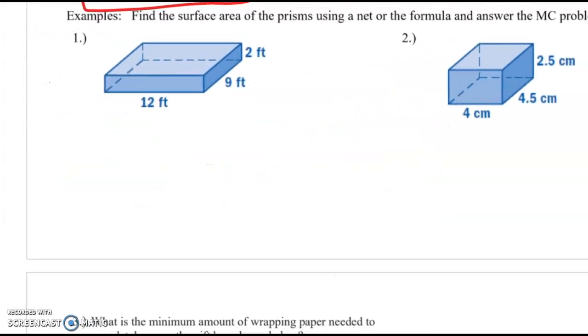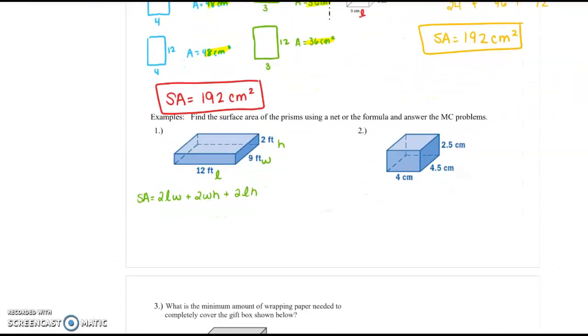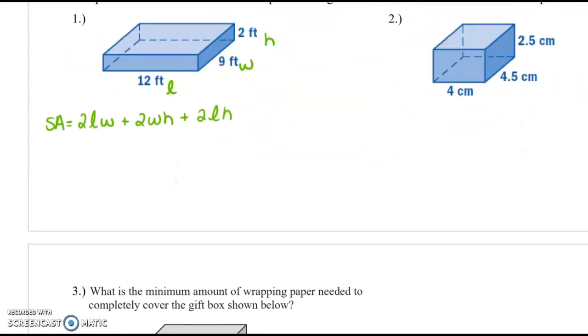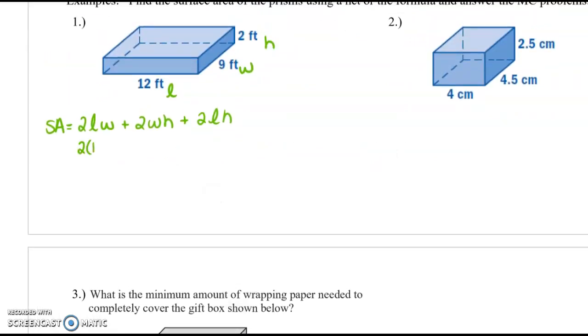So I'm going to use the formula for all of these. So this is my length, my width, my height. Okay, so surface area is equal to 2 times the length times the width plus 2 times the width times the height plus 2 times the length times the height. Just want to check that formula real quick. Good. All right, so this is going to be 2 times 12 times 9 plus 2 times 9 times 2 plus 2 times 12 times the height of 2.